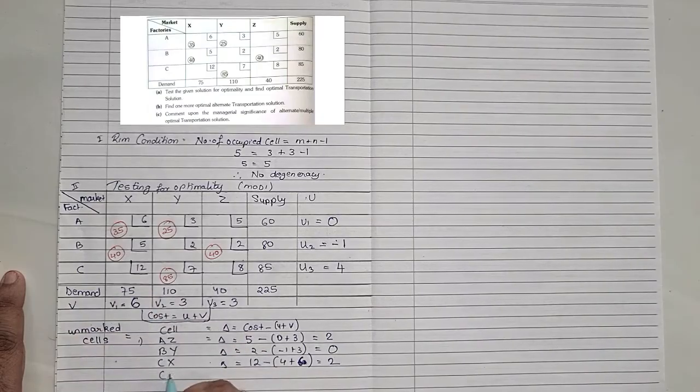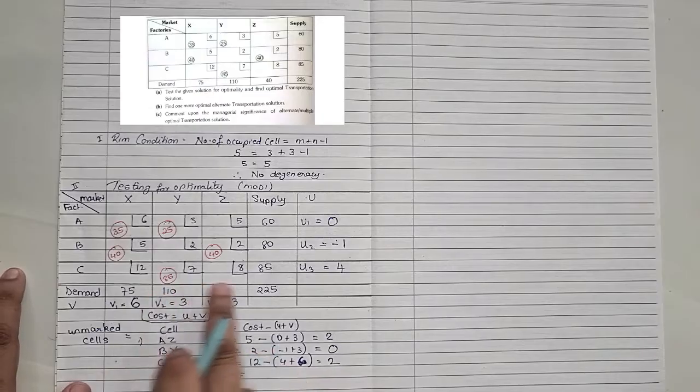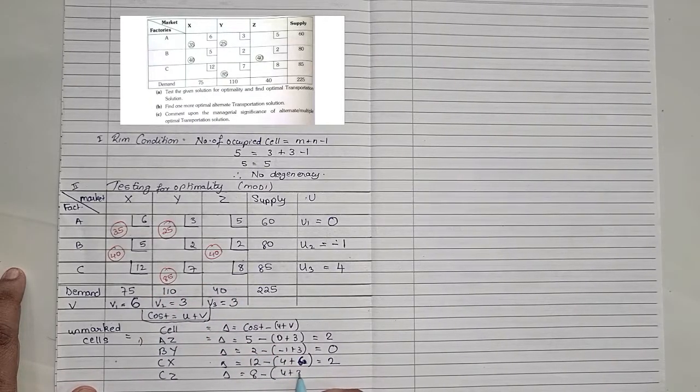And last is CZ, where the change is equal to 8 minus 4 plus 3, which is 7. So that becomes 1. Now looking at the values of your unmarked cells, none of the values are negative. Always remember, if all the values are positive, it means we have an optimal solution. Since it has an optimal solution, now I can easily find the value of cost.